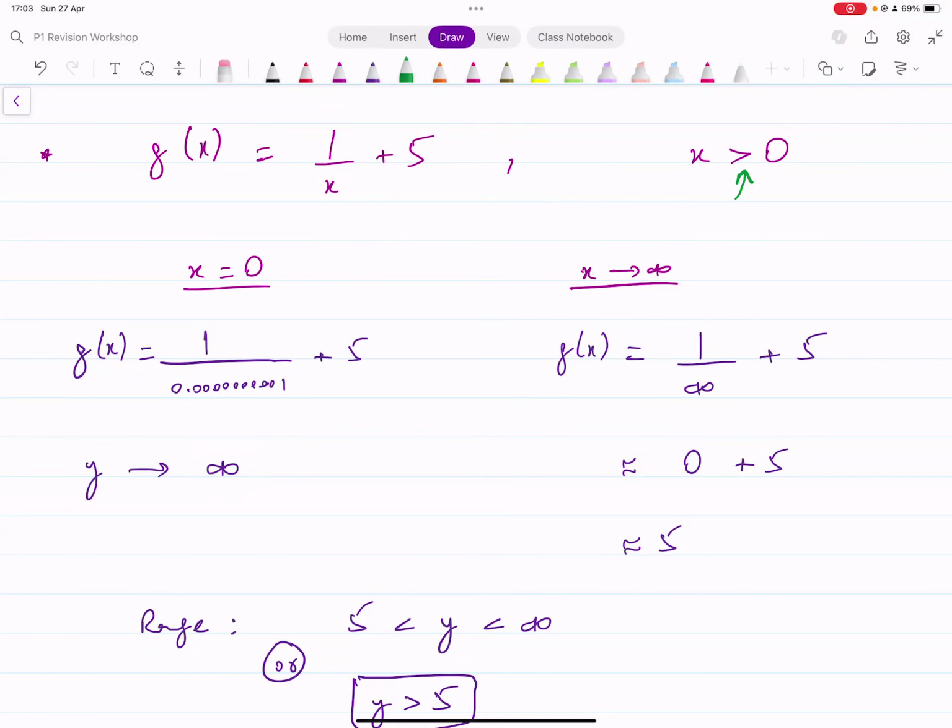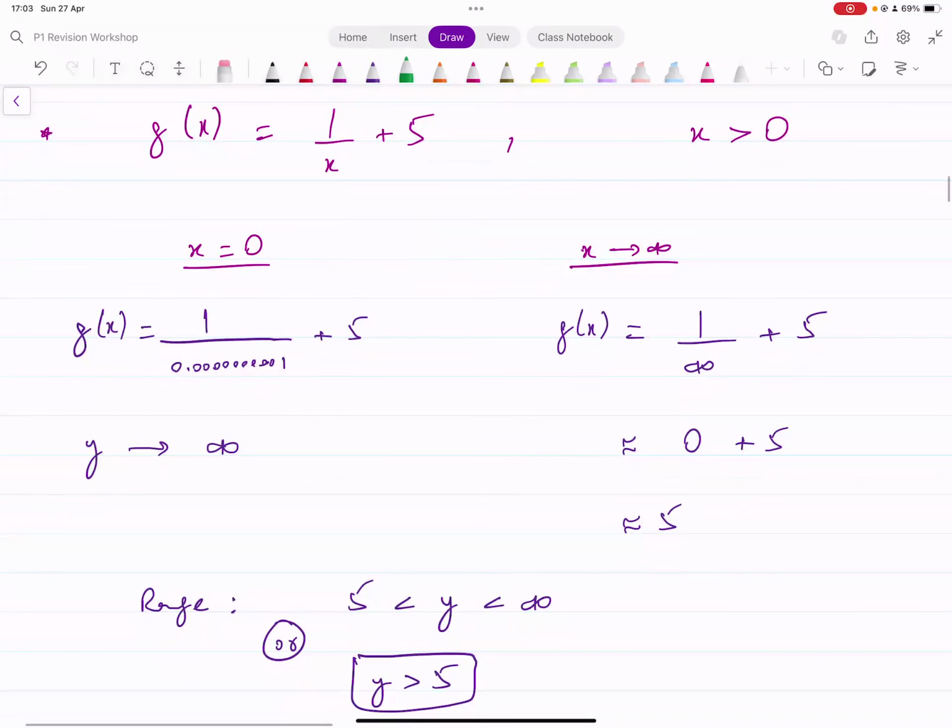Then think about what happens when x goes towards infinity. When x is a very large number, we get something like this: 1 over infinity plus 5. Now, what's 1 over infinity? 1 over an extremely large number is going to become 0. But then we're adding 5 to that. So it becomes 5, and that's the result that we've got.